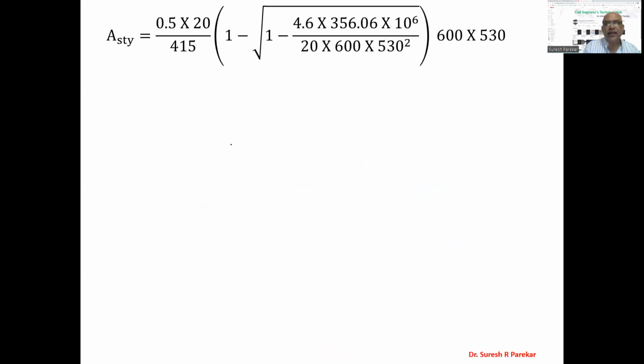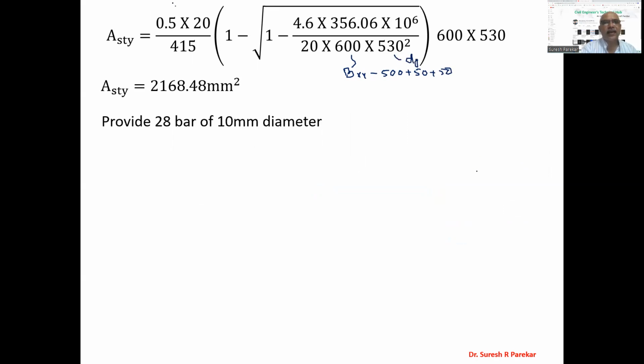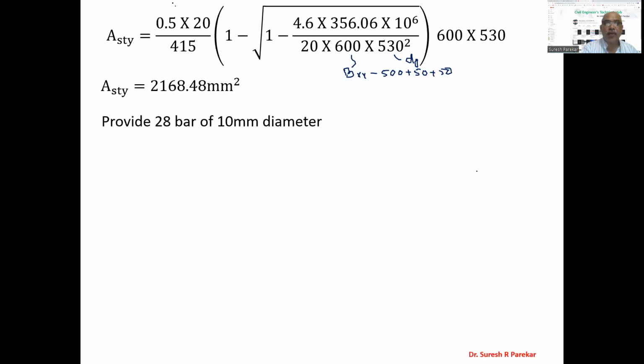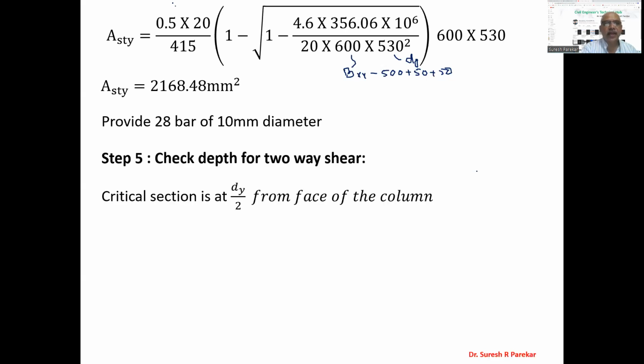Then along y direction, now your b becomes d plus 50 plus 50. So this I will say by, and this is 500 plus 50 plus 50. And this is dy. And from this we will get this value of Asty 2168, and we have the same bars, that is 28, along both directions we have the same diameter. Now go to check depth for two-way shear.